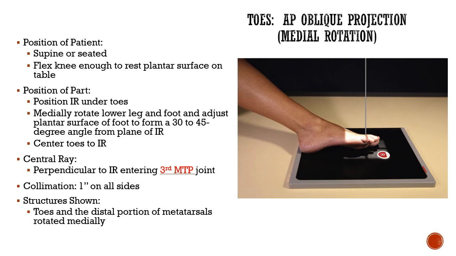We're going to be perpendicular to the IR, entering the third metatarsophalangeal joint, and we're going to have 1 inch of collimation on all sides. We're going to see the toes and the distal portion of the metatarsals rotated medially.